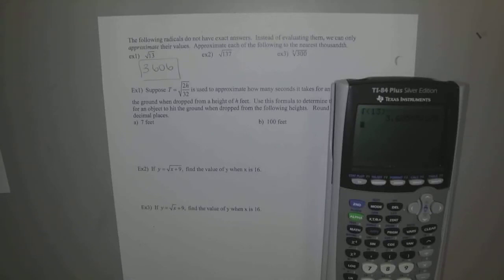So did you type 13 and then the square root, or do you? I don't think you can do that. I don't know what it would be from here. Square root right there. So type 13, and then that square root button. There it is. Okay.